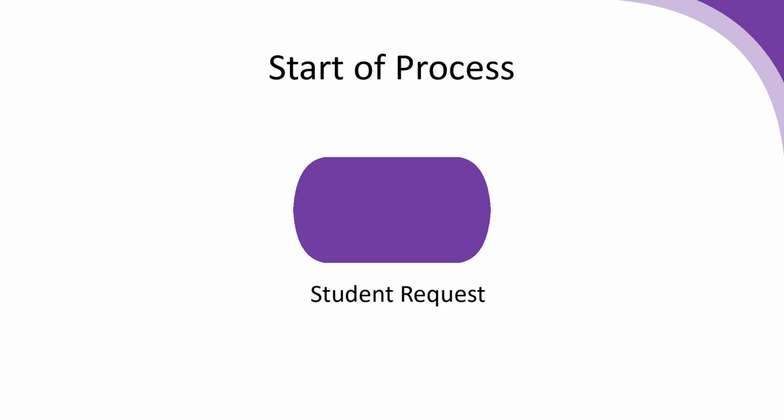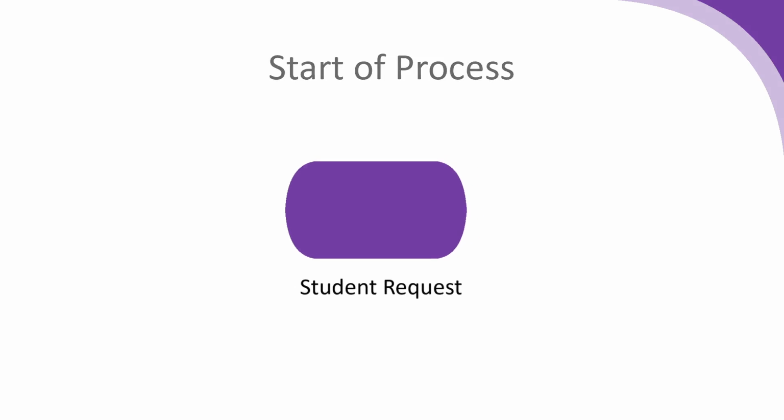So every process needs a trigger point. So the trigger here would be a student walking in to the staffed area, the staff desk in the library, and making a request for a laptop. So that would begin our process, and therefore that's the start. So every process map does need a trigger point at which the service itself begins.